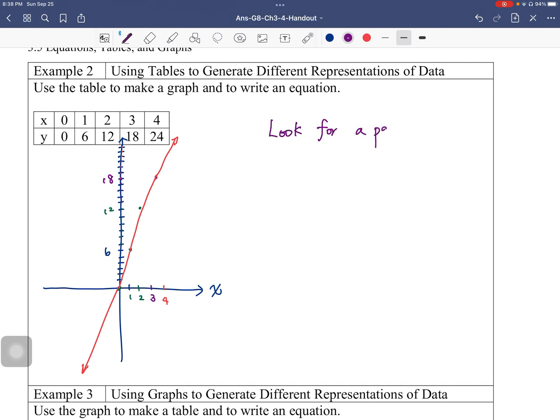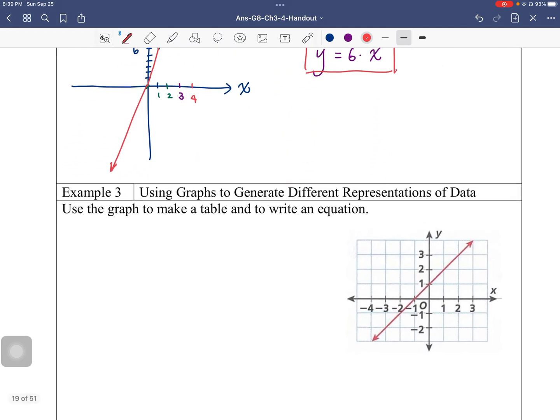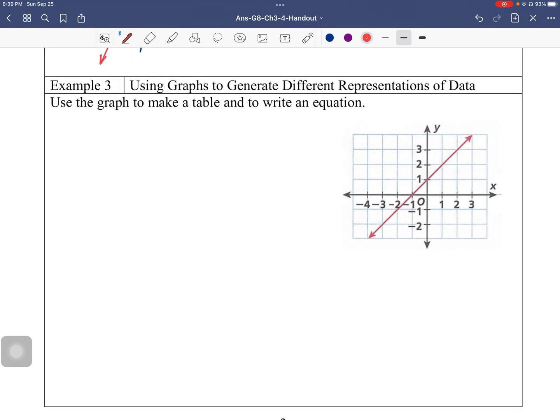a pattern in the values: 6 equals 6 times 1, 12 equals 6 times 2, 18 equals 6 times 3. So y equals 6 times x. So to find an equation from a graph, it will be easier to first create a table of values, then look for a pattern. Now, example 3, we want to use a graph to generate different representations.